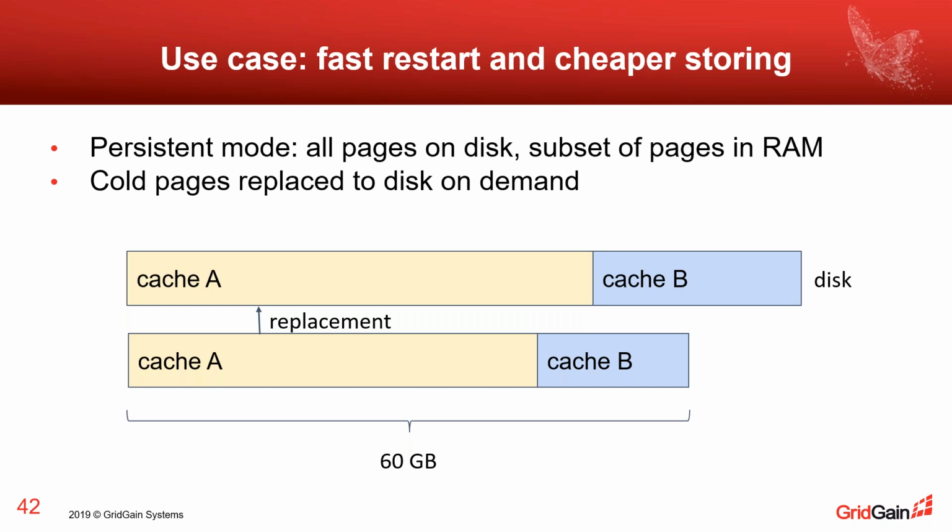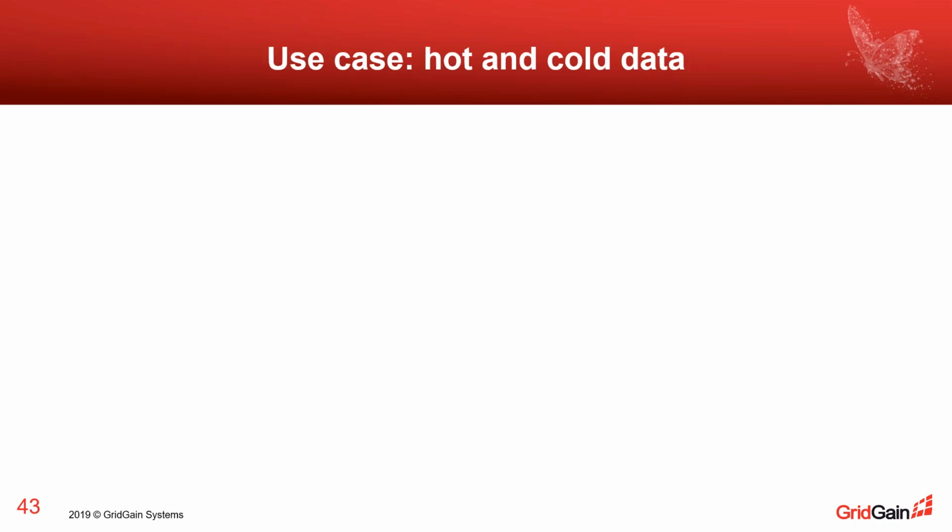So in such case, you may continue loading data, and you still gain durability guarantees. You will still keep the option of recovery, but only the hottest part of your pages will be accessible with the high in-memory speed. And the next and most specific use case is when you have hot and cold data.